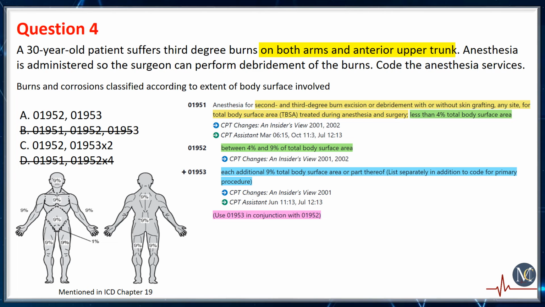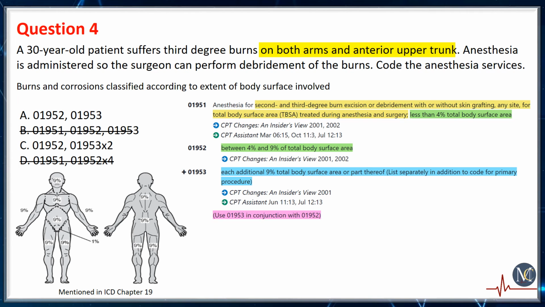The patient suffered third-degree burns on both arms and the anterior upper trunk. Each arm covers 9% of the total body surface area, totaling 18% for both arms. The anterior upper trunk covers another 9% of the total body surface area. Therefore, the total affected surface area is 27%.